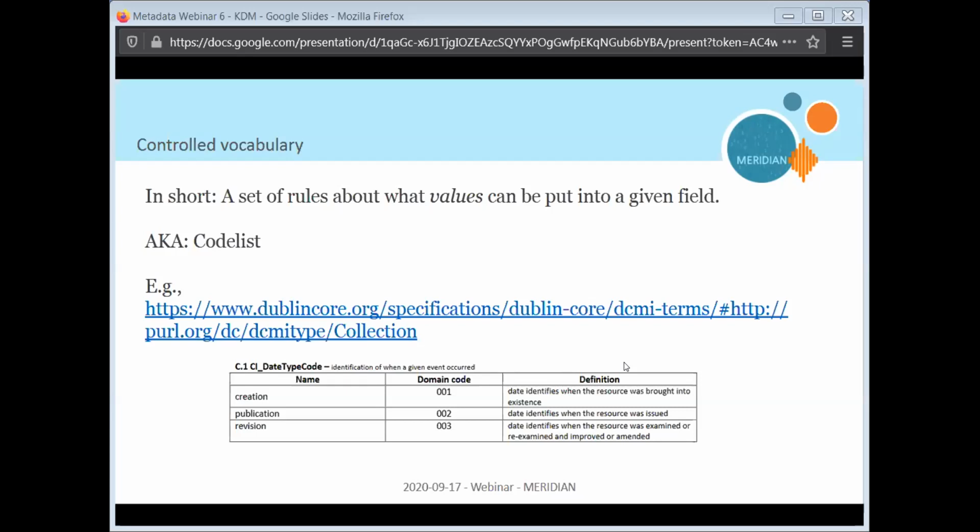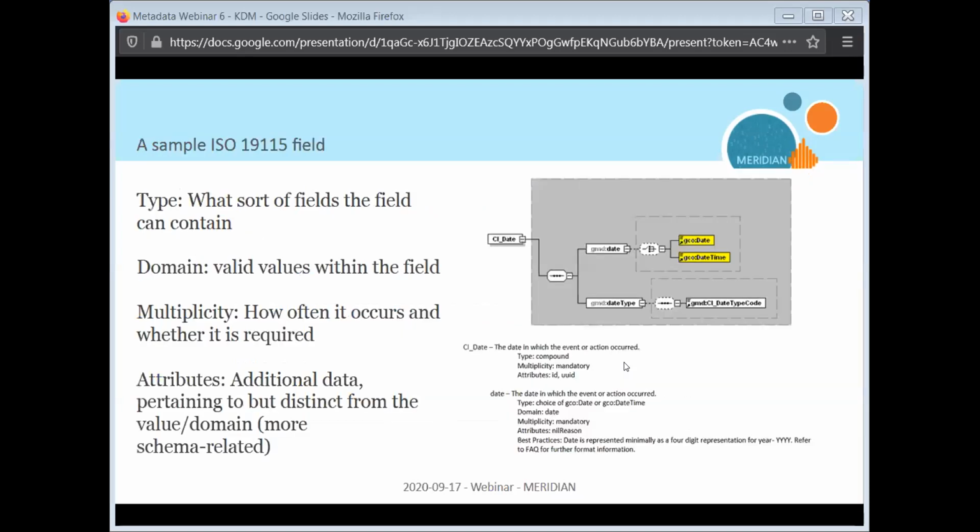So Dublin Core has a code list for the type of data that it collects. This is an example of date types in ISO 19115. So essentially giving additional context on why a given date is recorded in the metadata. And you can see there's usually a name and a definition. There's also a domain code, but that's more for writing the schema itself, machine readability. So now inside the fields, there may be specific rules defined by a controlled vocabulary. This also occurs in other ways, but I'll talk about that a little bit later.